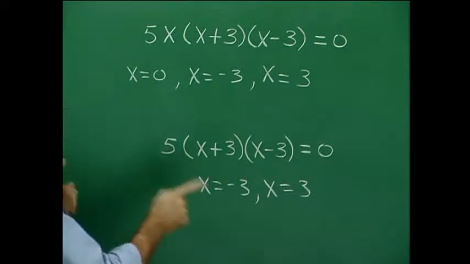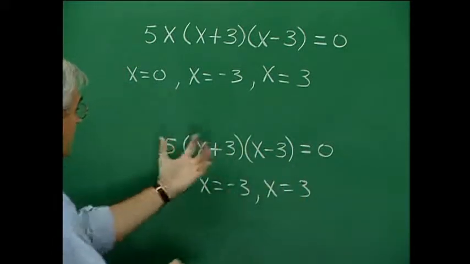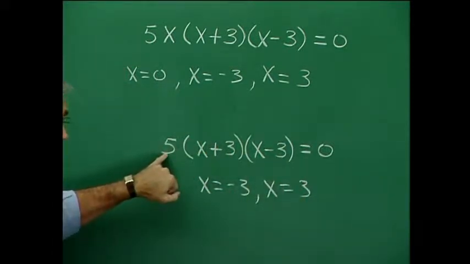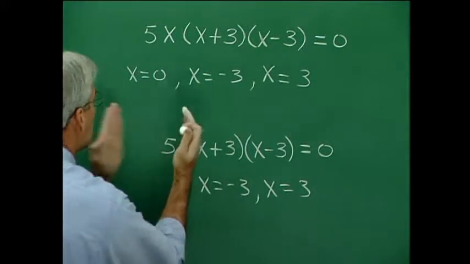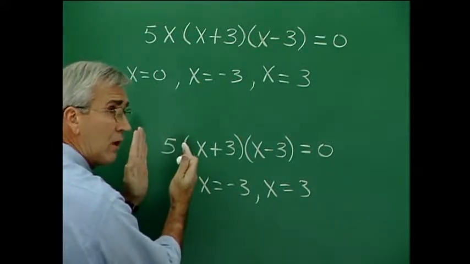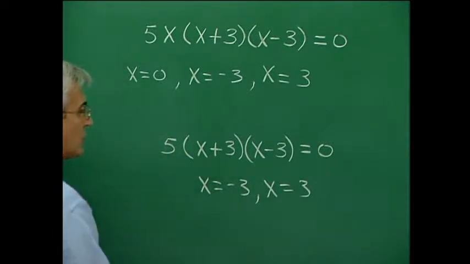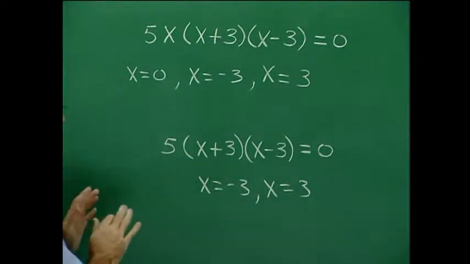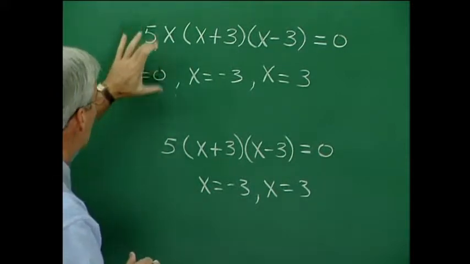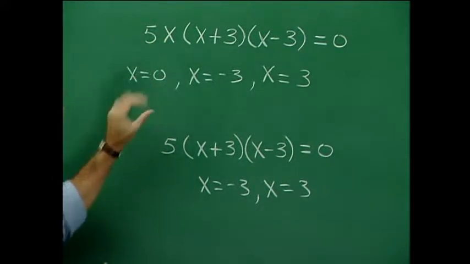But x equals 0 is not a solution here. Even though you had a common factor of 5, there's no value of x that will cause this factor to become 0, you see. And therefore, x equals 0 is not a solution. It's a very commonly made error here, and I want to make sure that you don't make that mistake.